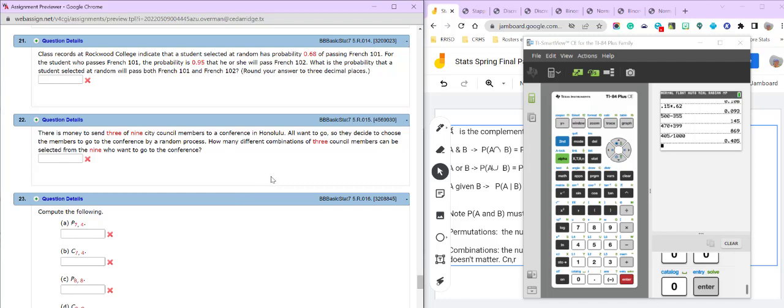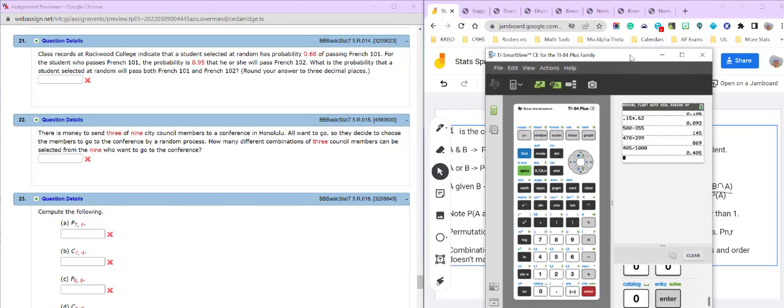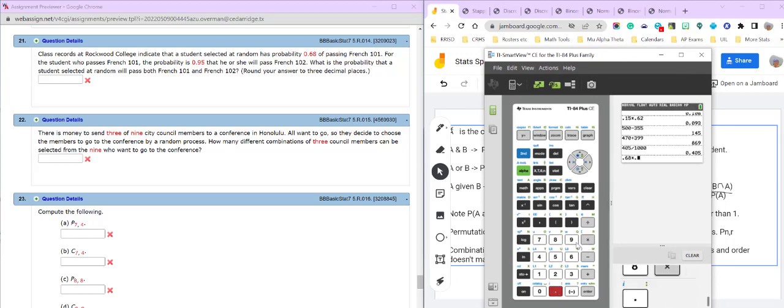Class records indicate a student selected at random has a probability of 0.68 of passing French. For those who passed French, the probability is 0.95 that she will pass French 102. Will pass both French and French 102. So that's technically this puppy right here, all right? So I'm just going to multiply that 0.68 times that 0.95, okay? So 0.68 times 0.95, and I get 0.646.